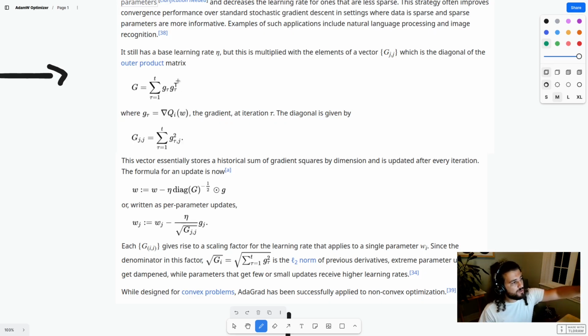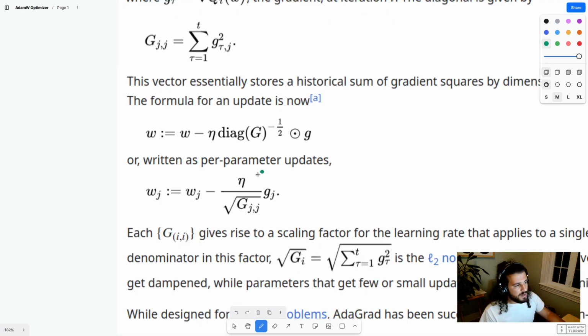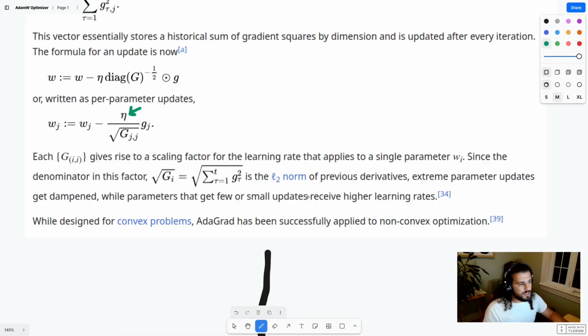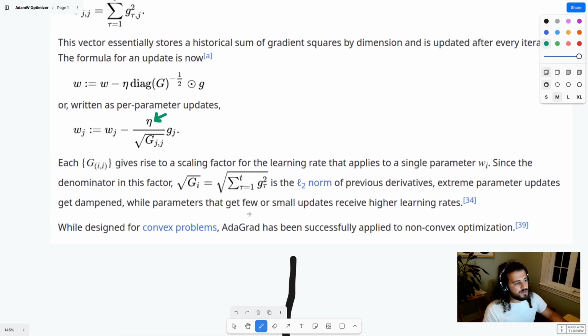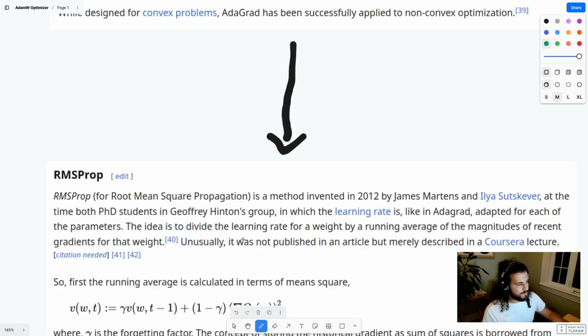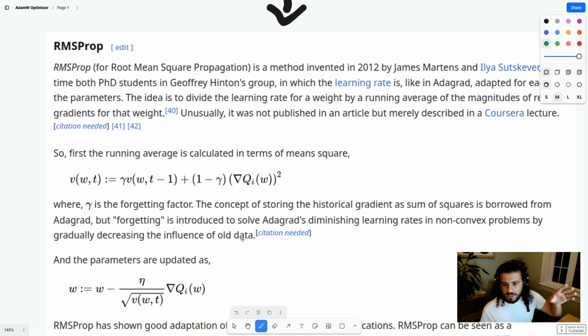So long story short, when you get the gradient in place, you're going to divide the learning rate by this adaptive gradient scaling factor, and you have one per parameter in this case, in a big diagonal matrix here. It says extreme parameter updates get dampened, while parameters that get few or small updates receive a higher learning rate. One year later, RMSProp came in, and it's the same idea, except that you have a window moving average going on, an exponential moving average, and you have this forgetting factor right here that helps you slide this window a bit.